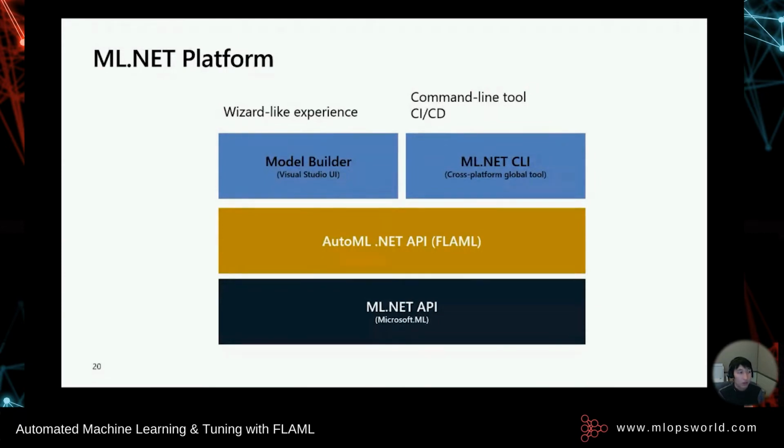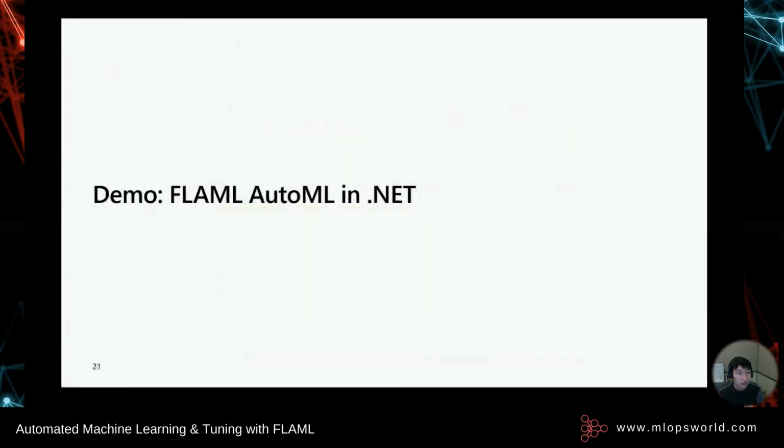FLAML gives a huge performance boost to the AutoML offering. For example, it greatly improves the number of models explored, reduces the timeout error rate by more than 50% with small time budget, and improves the accuracy significantly. So now I'll hand over to Luis to do a demo about the FLAML AutoML technique in the .NET products.